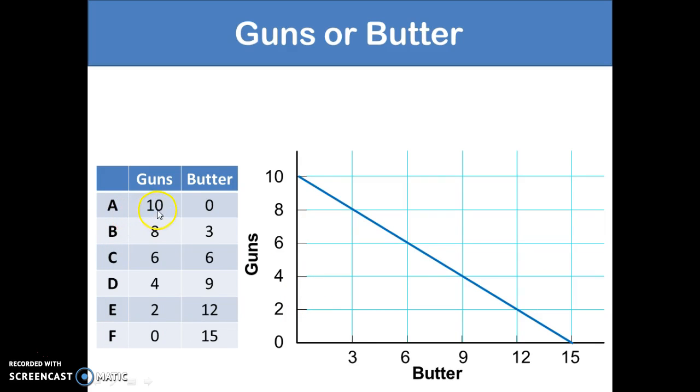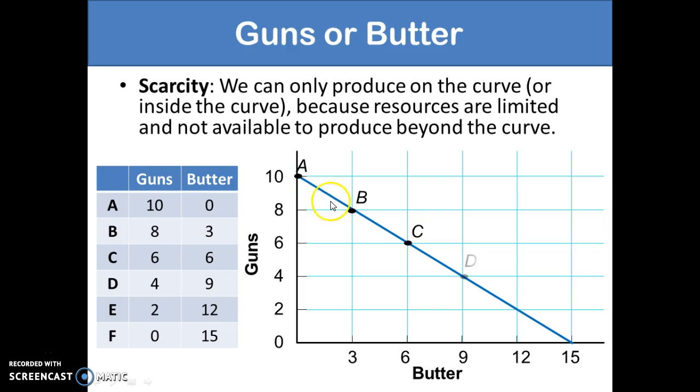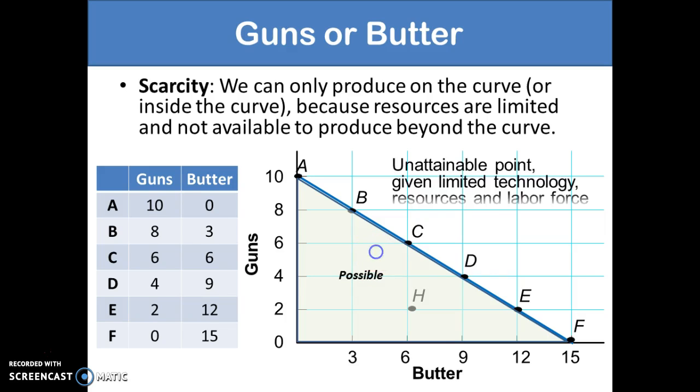If we graph each of these, if we produce 10 guns, we don't produce any butter, so we're going to have a point up at the top. And you can plot all of these different points all the way down to the bottom. This shows us scarcity, because we can only produce on the curve or inside the curve. These points are possible, and we can do this because resources are limited. We don't have the resources to go beyond the curve, and so this point out here is unattainable. We don't have the resources, because they're limited, to make point I. So these are all of the possible points of production. That's why it's called a production possibilities curve.